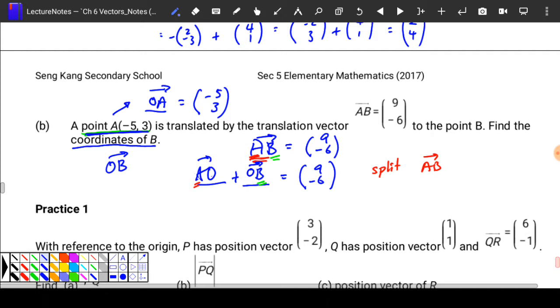So this one will be minus OA, plus OB, 9 negative 6. Next question. Can I bring the OA over? Answer is yes. If I bring the OA over, it will become plus. Can follow? So you work somewhat like algebra. So OB is equal to 9 negative 6 plus OA. Do you know OA? Yes. Can you work out the answer and tell me what is OB?